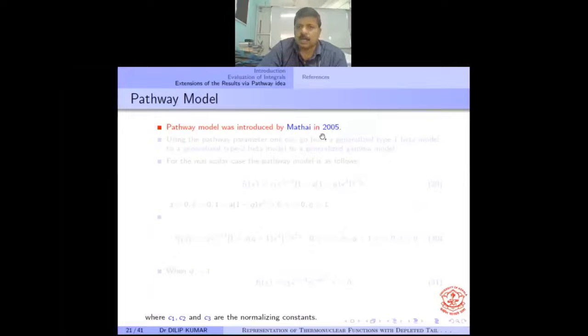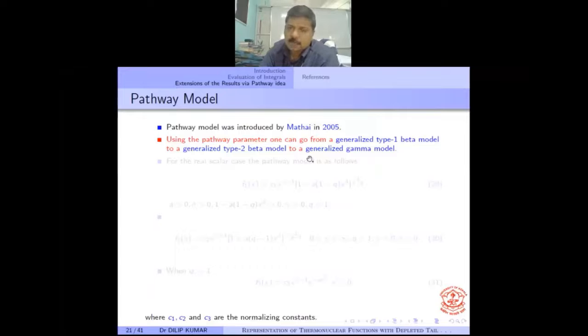The pathway model was introduced by Mathai in 2005. The model was actually derived as a model for the matrix variate case, but the scalar case is a special case there, and you could see the special cases also in this paper, and more special cases can be seen in the paper of Mathai and Haubold in 2007. I can show the references also.